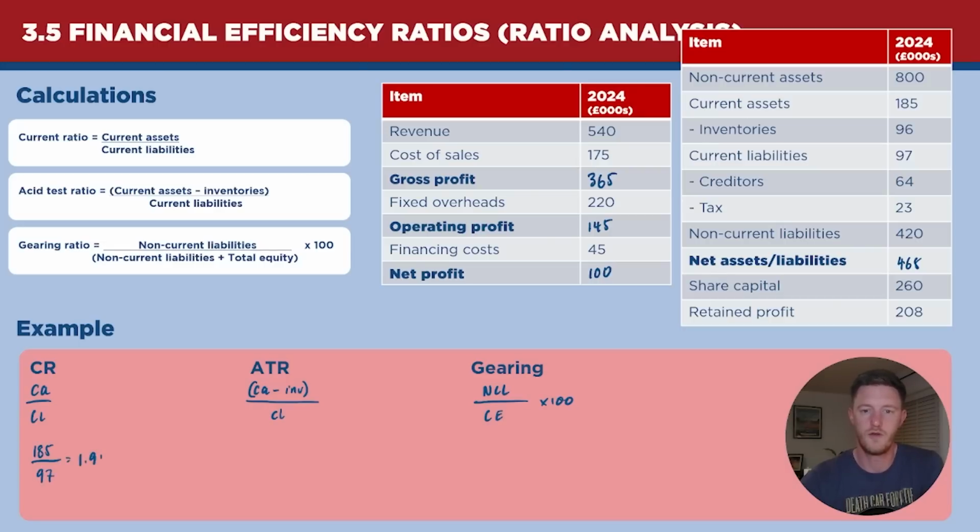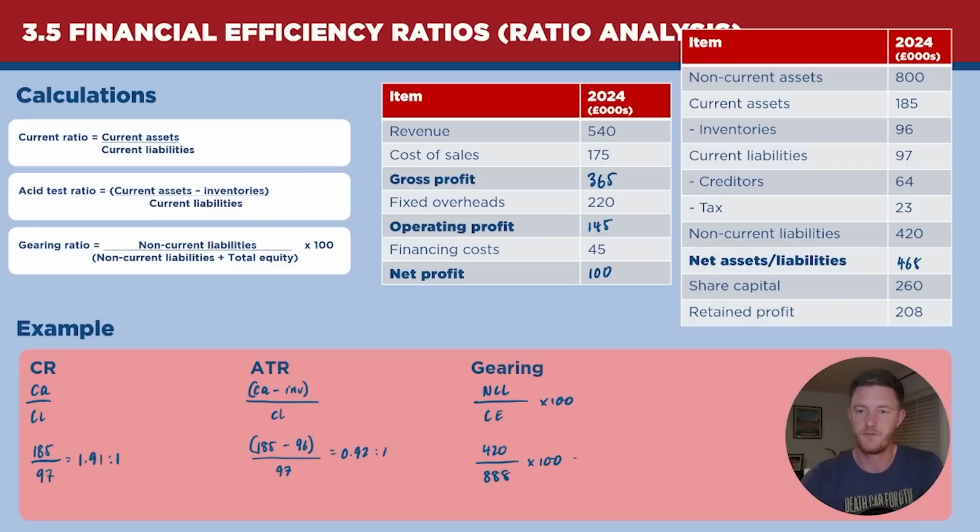So our current ratio is 1.91 to 1. So we've got nearly £2 worth of current assets for every current liability. That's pretty solid. Between 1.5 and 2 is where we want to be. Asset test ratio, take away our inventories of 96,000, gives us 0.92. That's a little bit lower than we'd want. We'd want it to be between 1 and 1.5, but that's not far off. They obviously have quite a lot of stock there, £96,000 worth of stock.